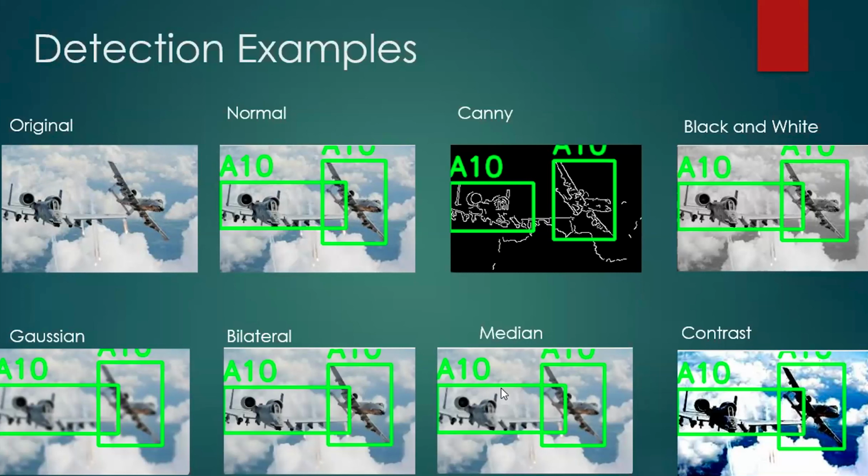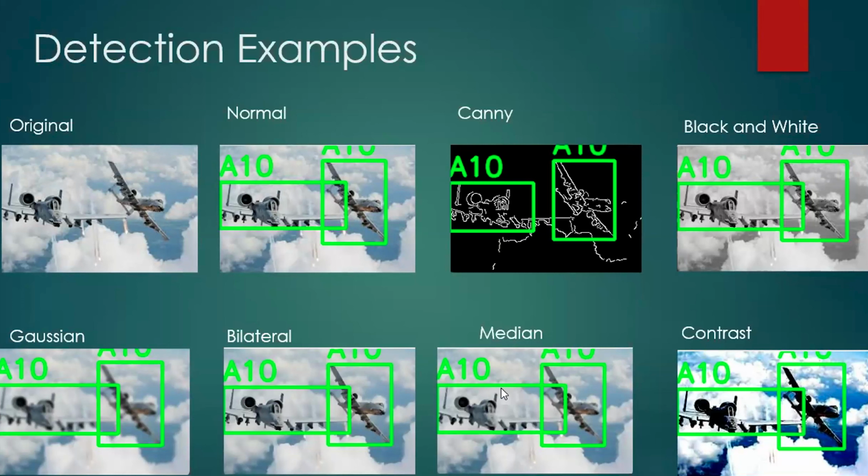Moving to the right, we have our canny edge filtering, where a model that was strictly trained on canny edge images is then used to detect aircraft in a canny edge image. The same idea applies to black and white, Gaussian, the rest of our blurs, and contrast.